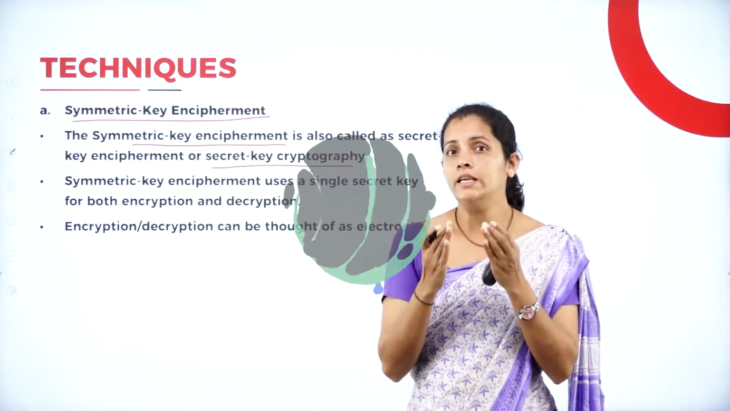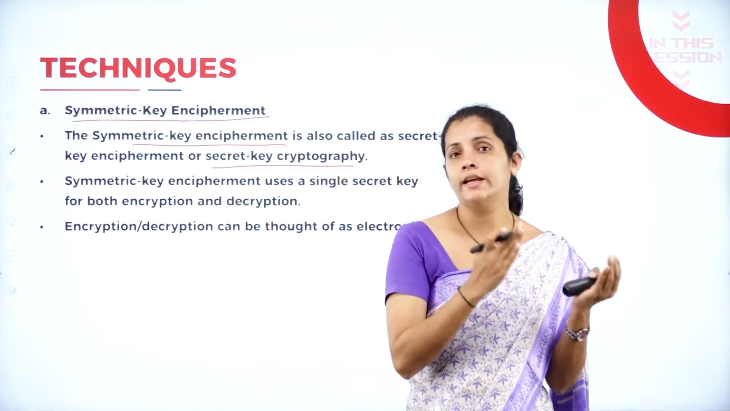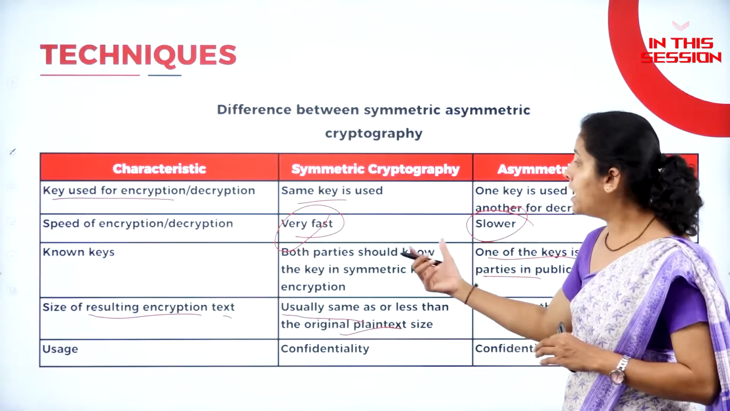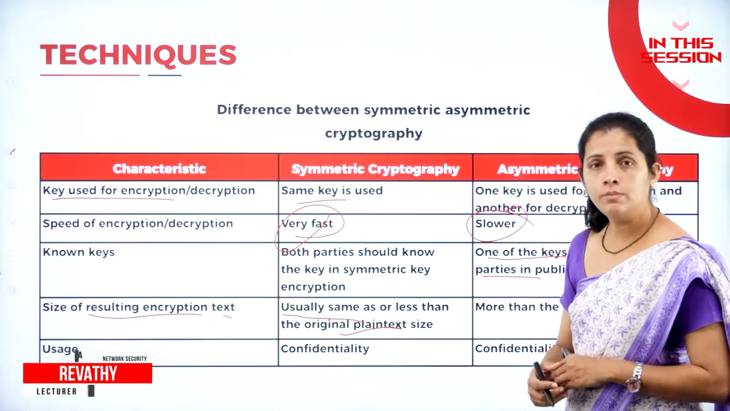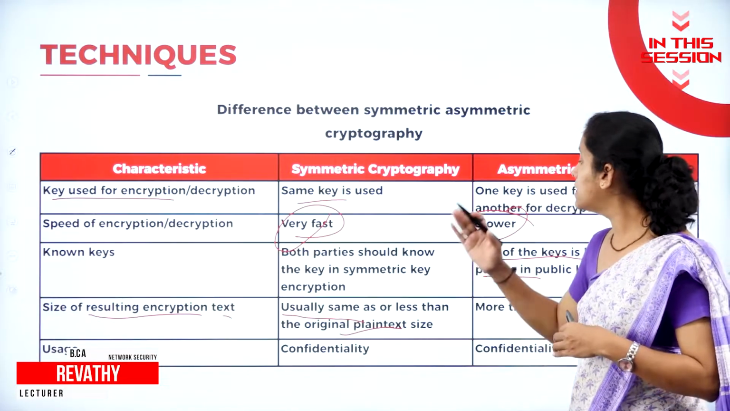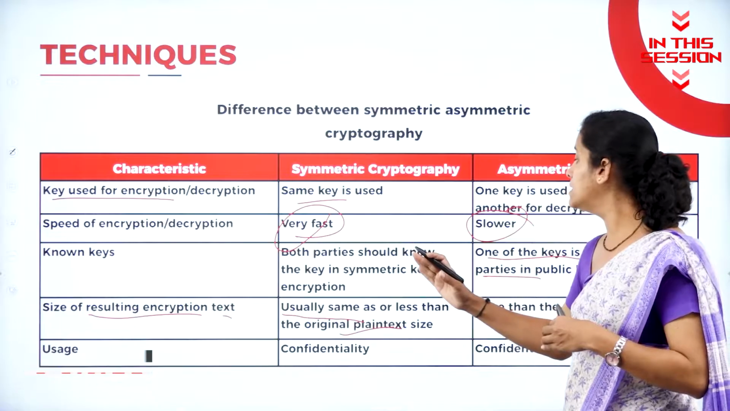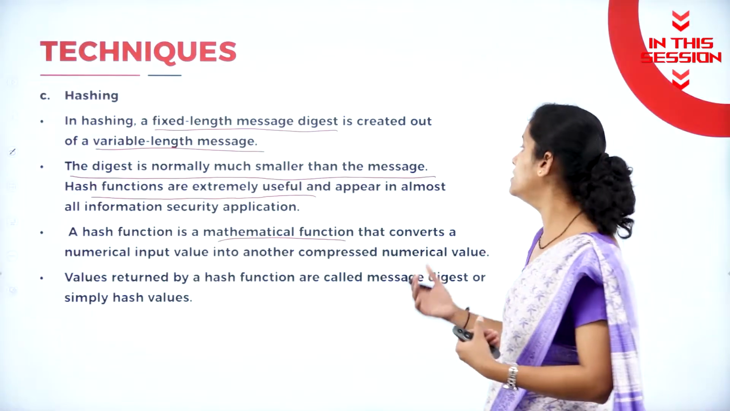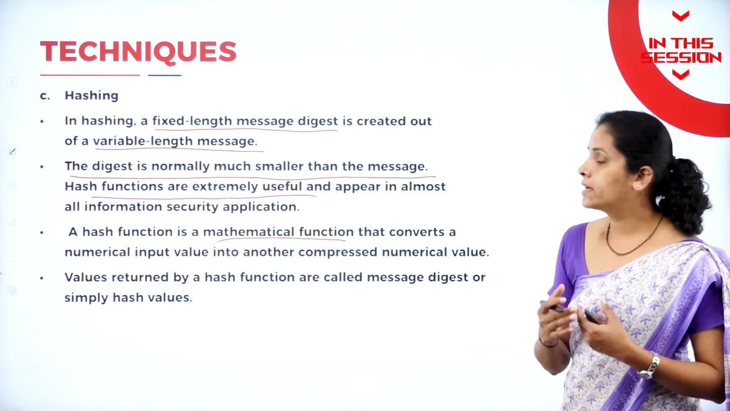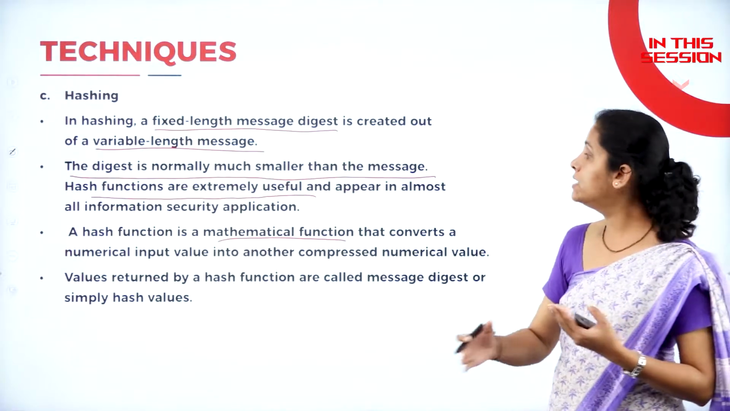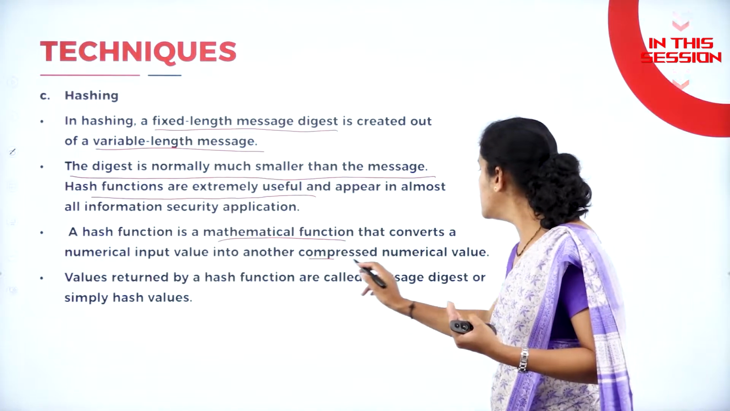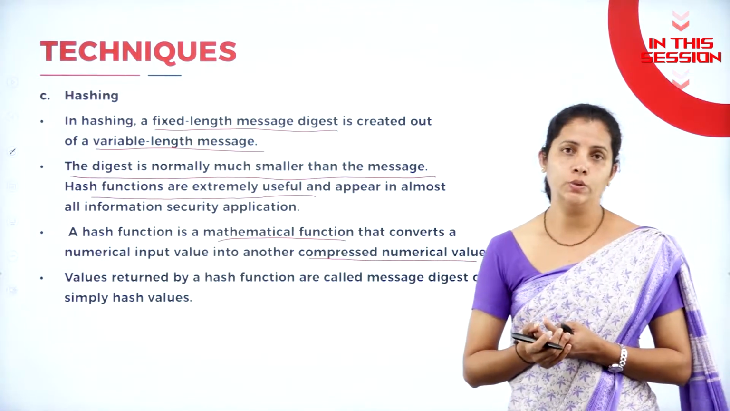The single key is shared between the sender and receiver. Then what kind of key? After applying the encryption algorithm, whatever data I'm going to get, the size of the data is the same. A hash function is nothing but a mathematical function that converts the numerical input value to another compressed numerical value.